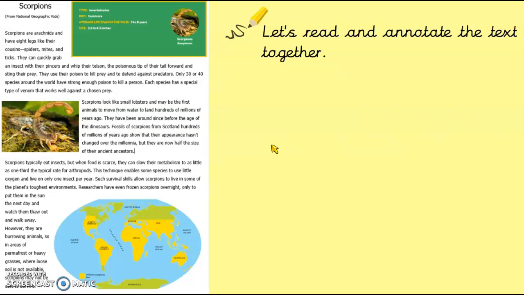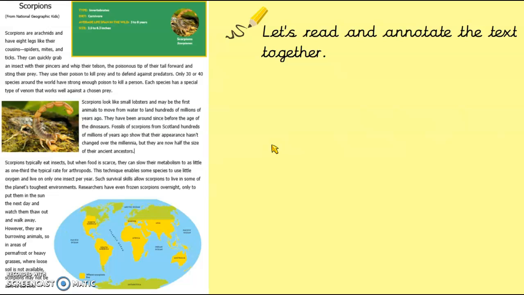Such survival skills allow scorpions to live in some of the planet's toughest environments. Researchers have even frozen scorpions overnight, only to put them in the sun the next day and watch them thaw out and walk away. Okay, so that's pretty remarkable. They've been able to freeze them, and then if they put them into the sun a day later, they'll unfreeze, they're fine, they walk away. So that suggests that they're able to cope with very, very cold climates.